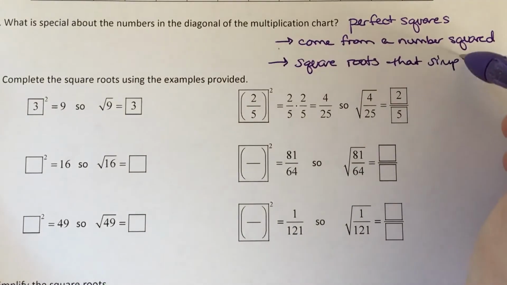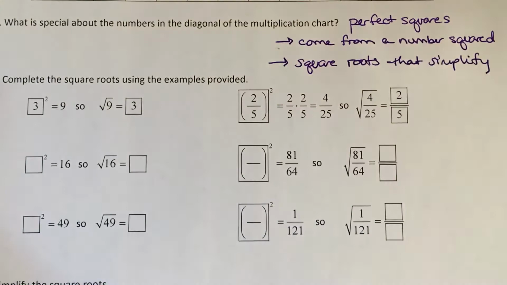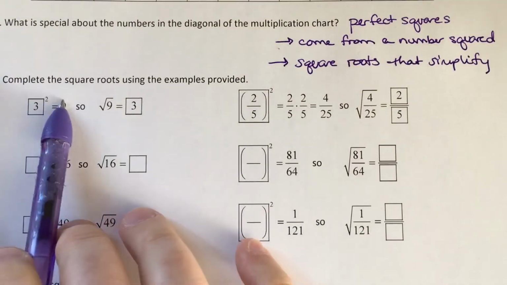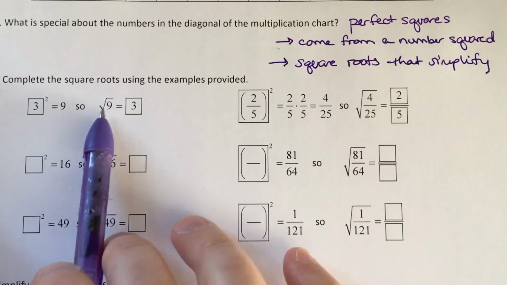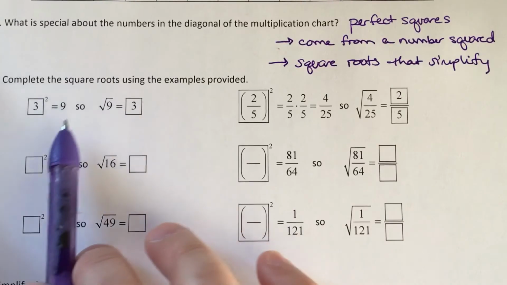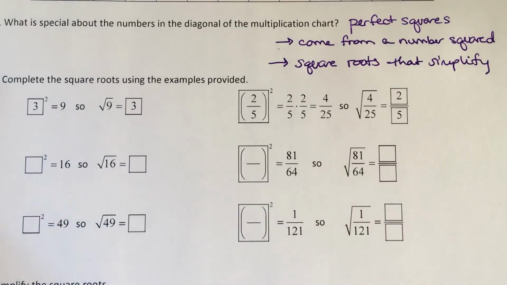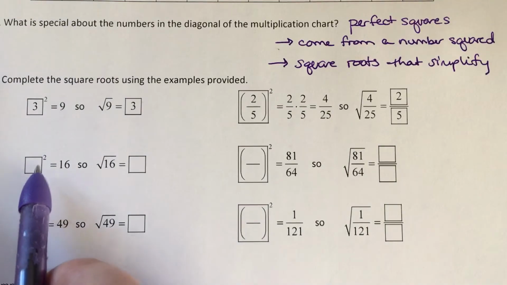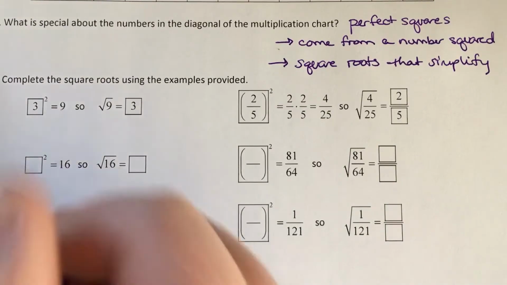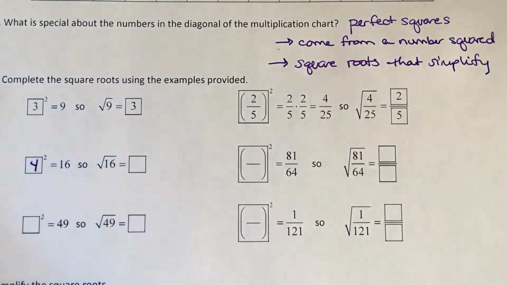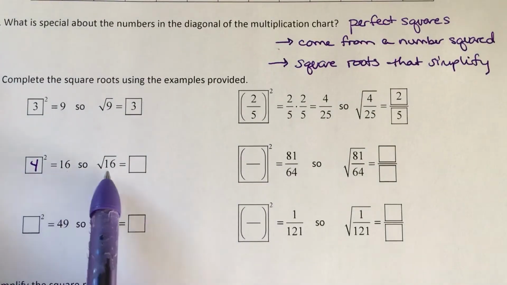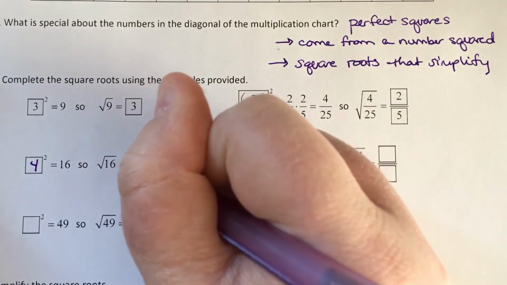So let's do some examples of those. So for example, 3 squared makes 9. So that means the square root of 9 is 3. That's what we mean by doing a square root. It's the opposite operation of squaring. So the number that squared would make 16 is 4. And since 4 squared equals 16, that means the square root of 16 is 4.